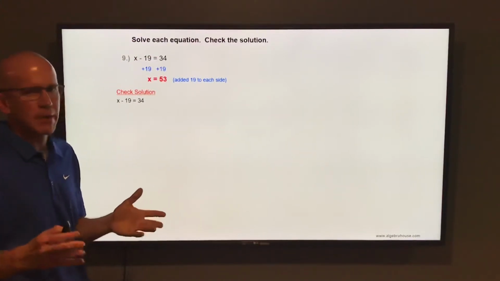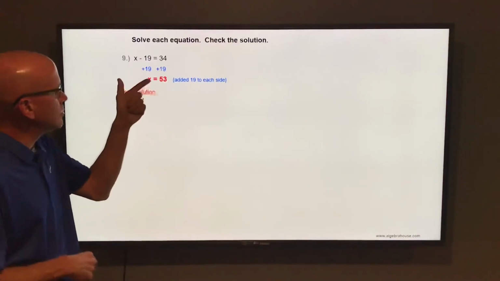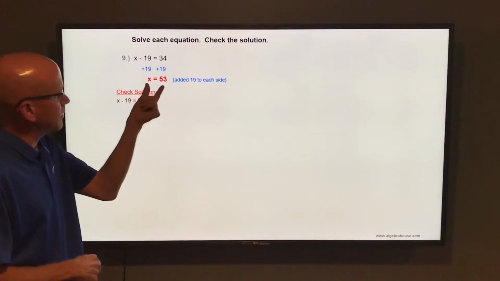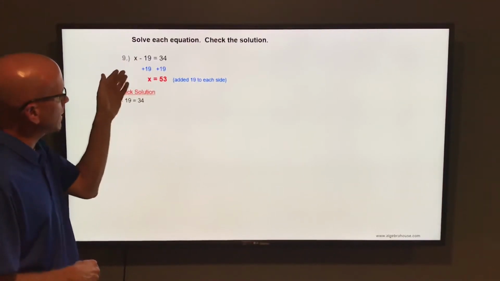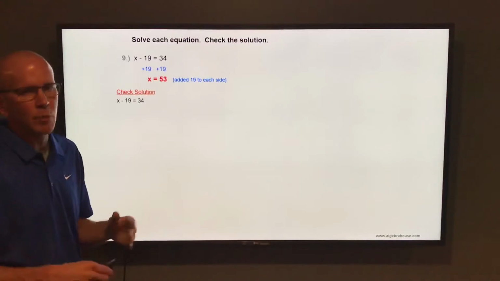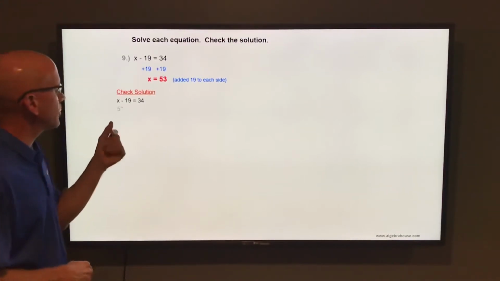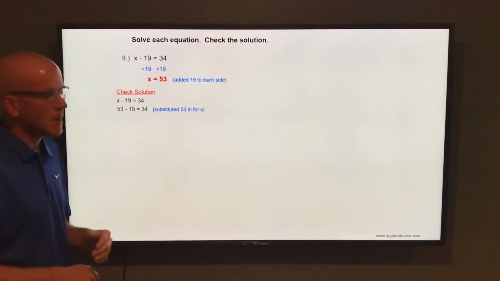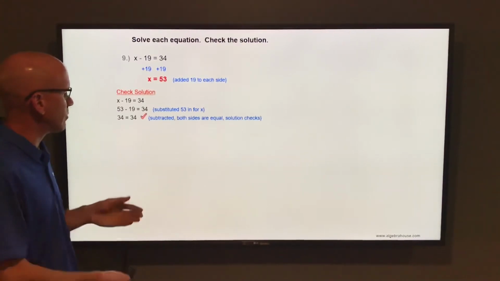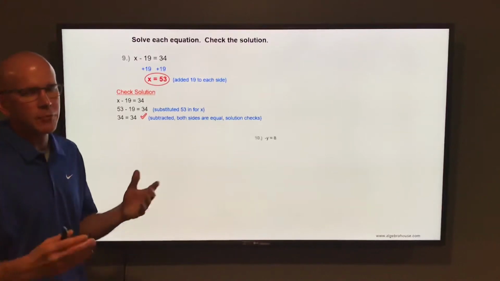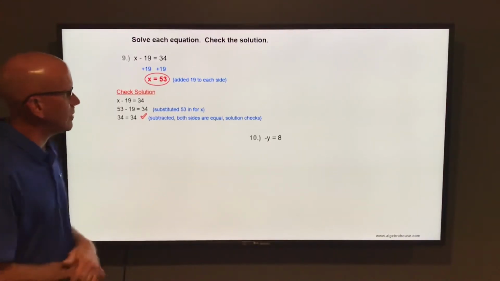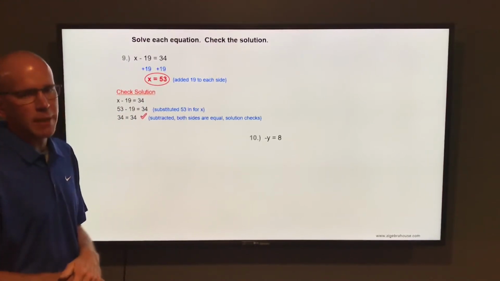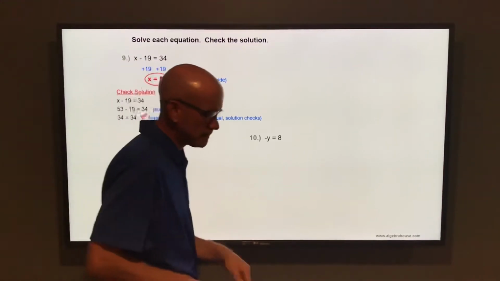But we want to check that, make sure we do have the correct solution. And to do that, you need to substitute the 53 back in for x. So that's saying x is 53. To make sure, put 53 back in for x, and we should get a true statement. Both sides should equal each other. If you put 53 back in for x, we end up with 53 minus 19 equals 34. And 53 minus 19 is 34. So we get 34 equals 34, a true statement. When you substitute the value of the variable back in, both sides equal each other. That means you do have the correct solution. X does equal 53.